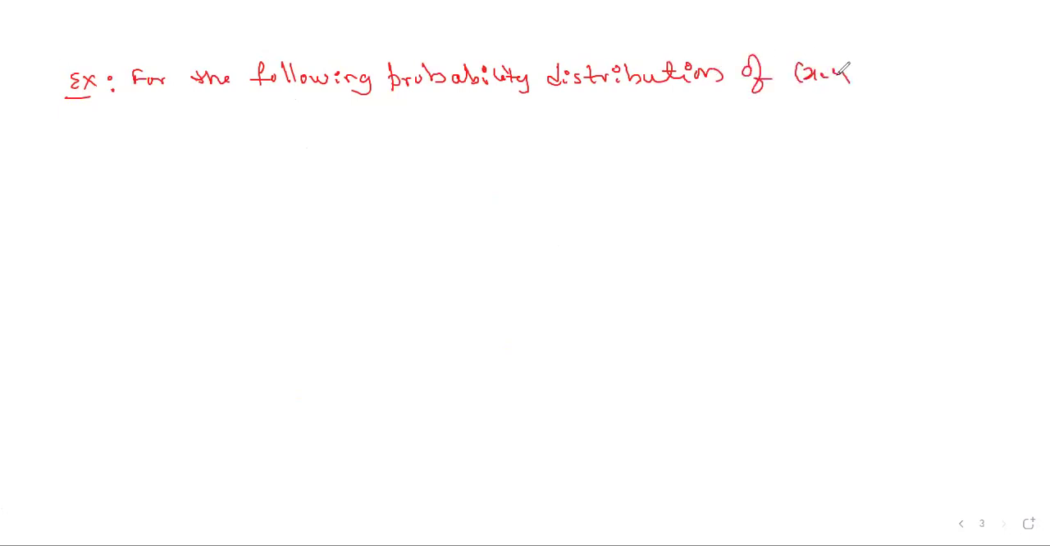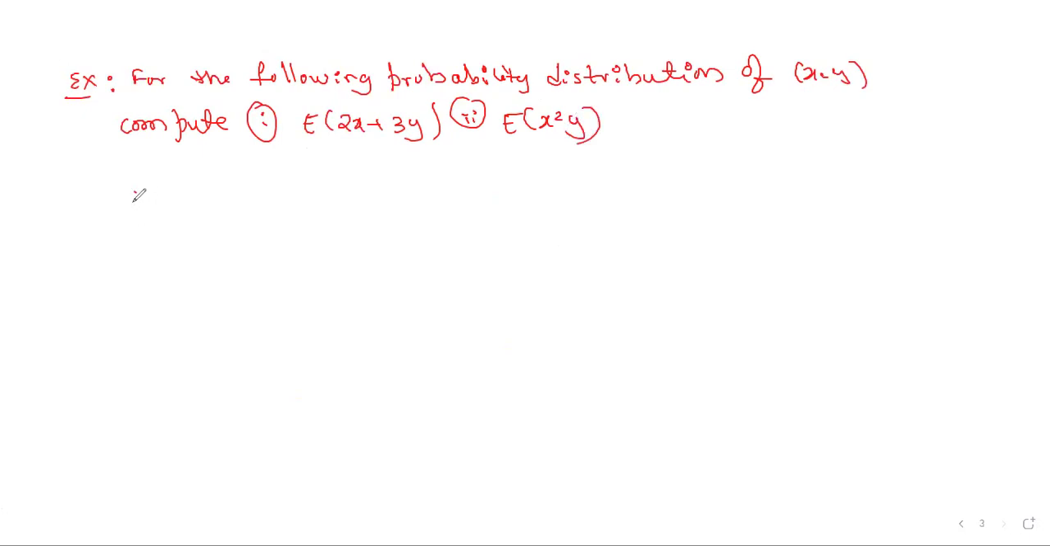Example: for the following probability distribution of x, y, compute first, the expected value of 2x plus 3y, and second, the expected value of x square into y.